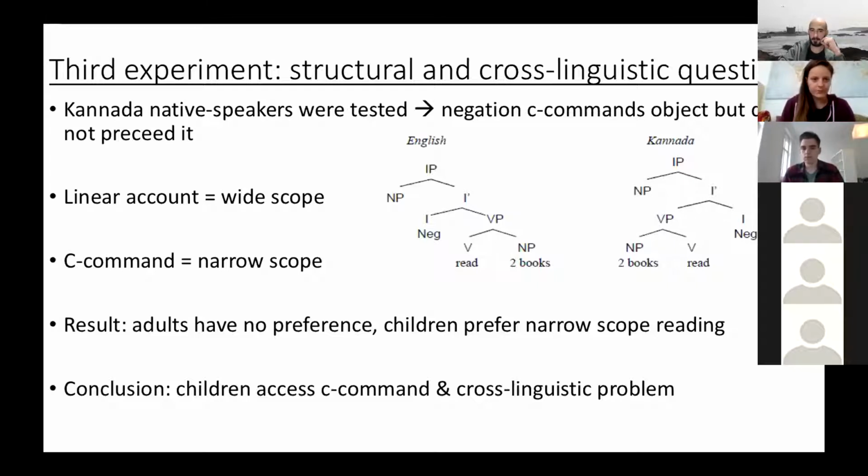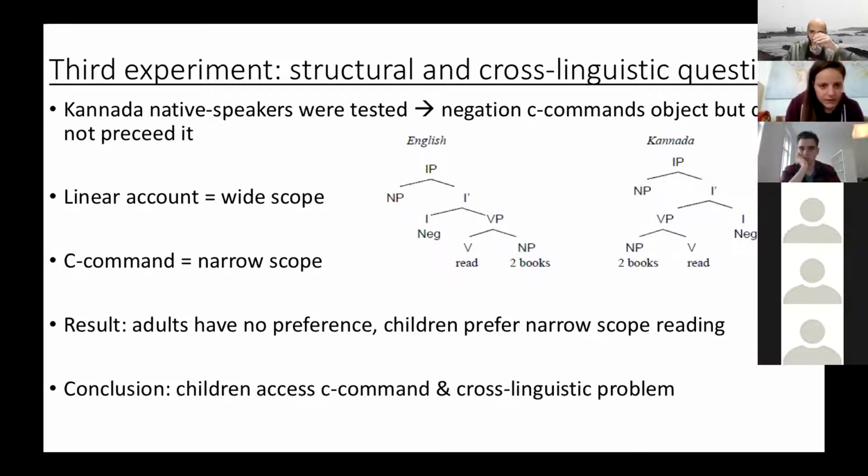The negation in Kannada C-commands the object but does not precede it. As you can see in the syntax trees, what they were trying to find out is, do children only access the linear, the surface scope, the linear order, or do they access the C-command? And the linear account of isomorphism would predict a wide scope.